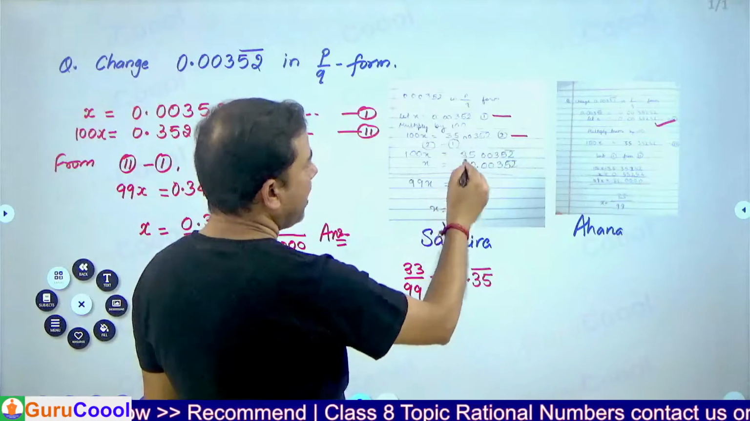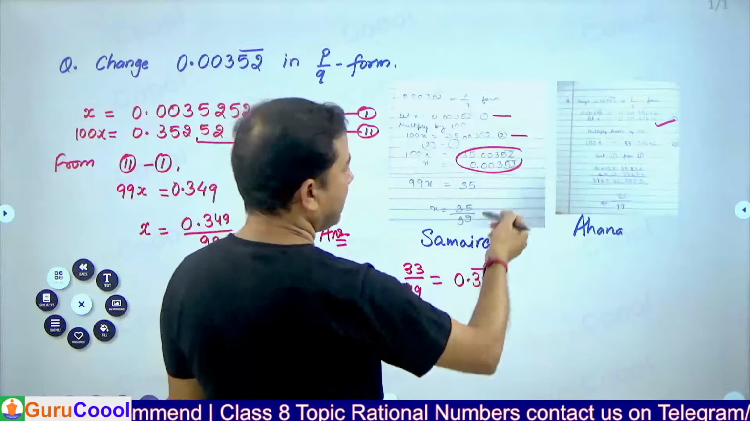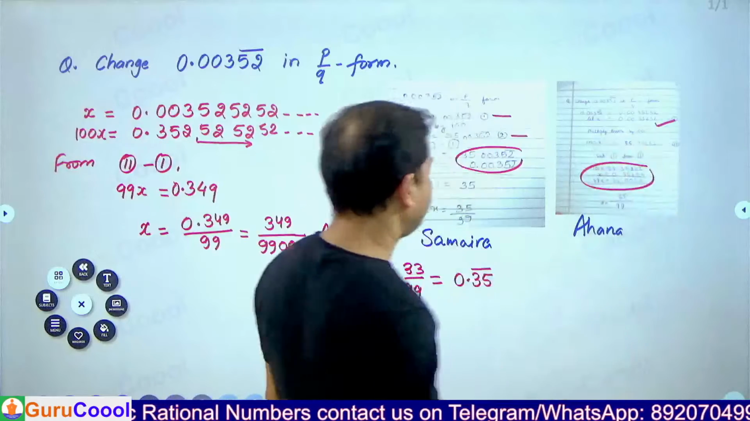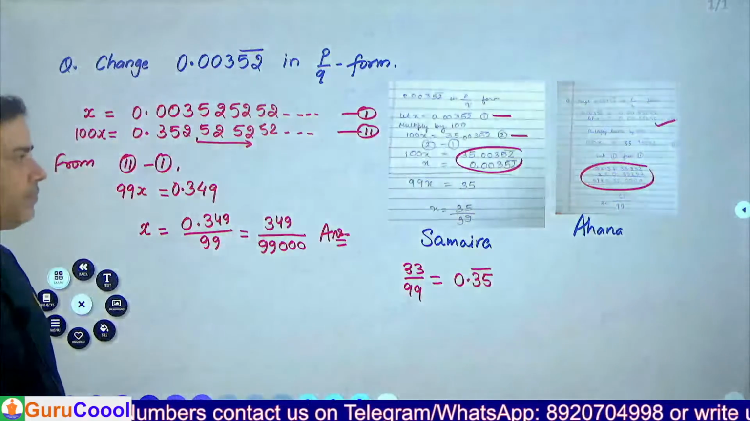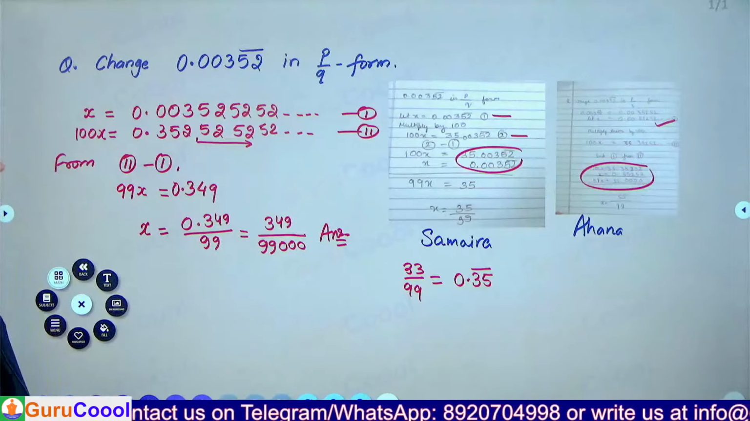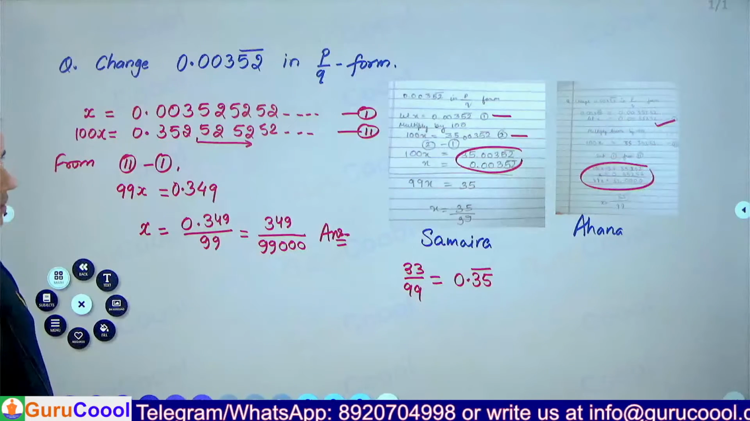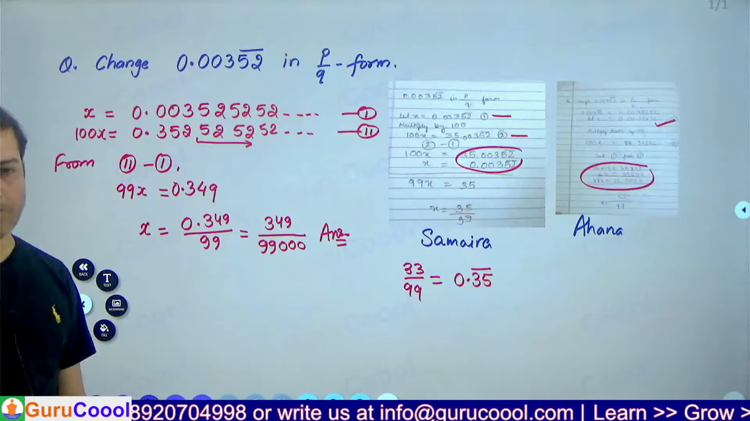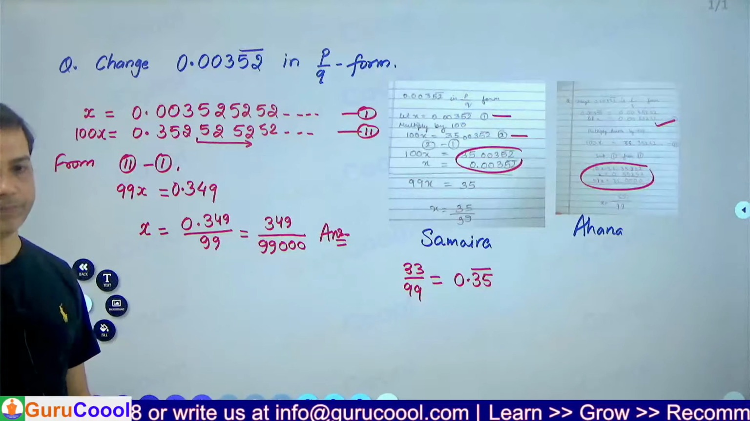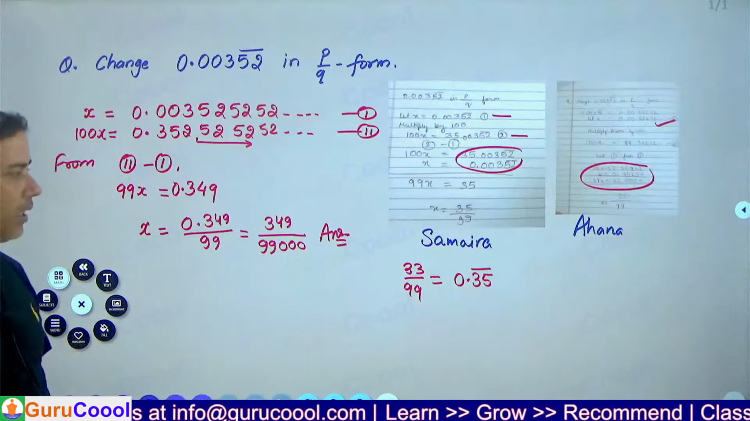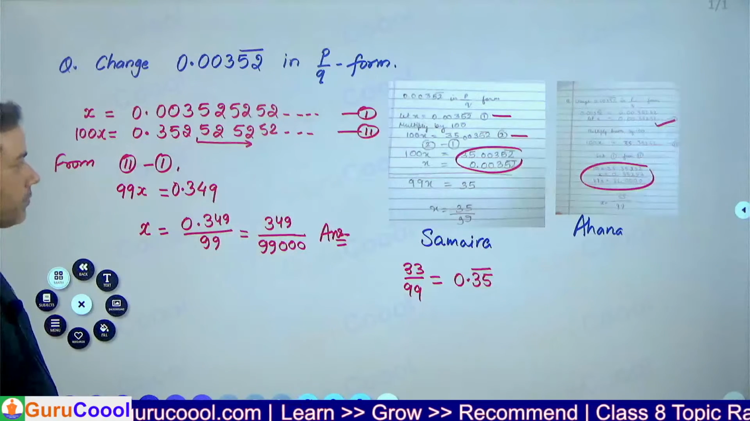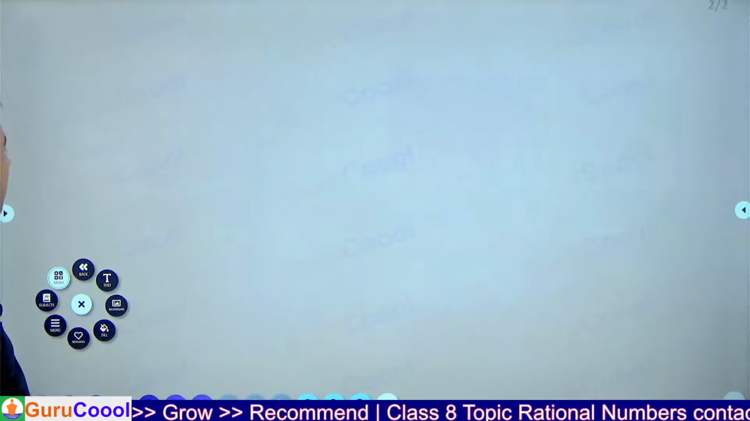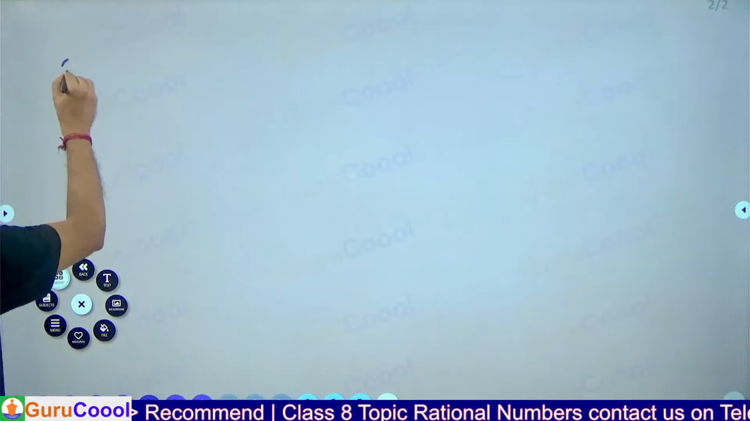The main problem happened here in the subtraction part, and this part is wrong in both of your calculations, Ahana and Samay. So be more careful when handling these calculations. Okay, sir. Any questions? No, sir. Let's try one or two more of the same type.